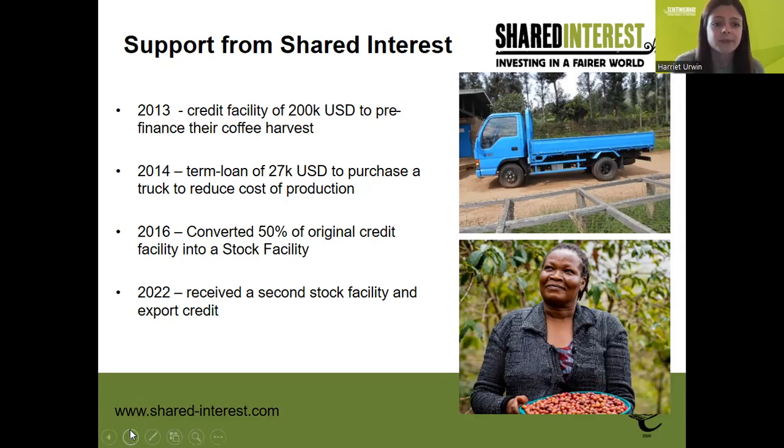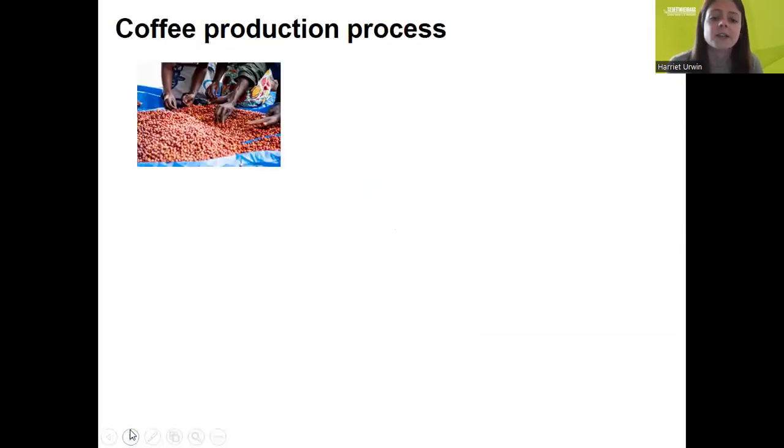So in 2016, they converted 50% of their original credit facility into a stock facility. This enabled them to continue purchasing coffee from their members, and also meant that they didn't need to take out a loan from the bank, as the interest rate provided by Shared Interest was lower than the rate of the local bank. And then in 2022, they received a second stock facility and export credit for their upcoming coffee harvest season.